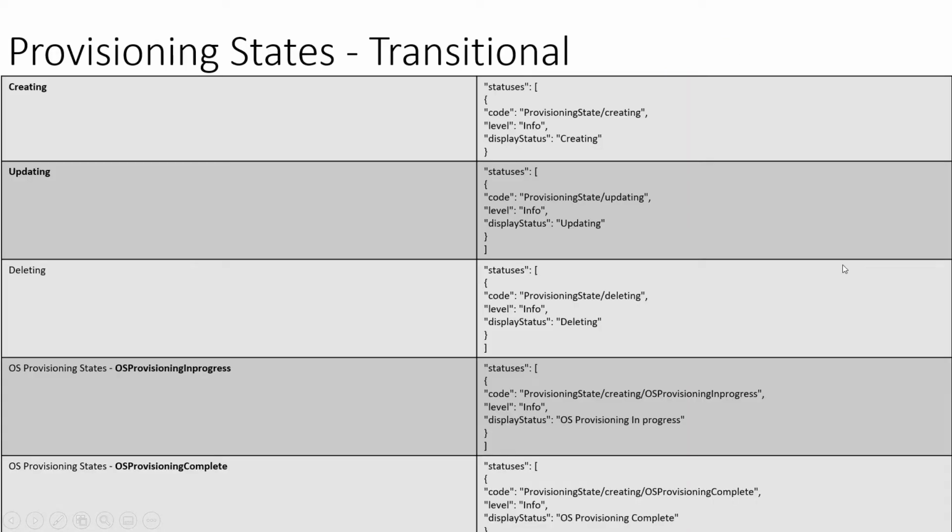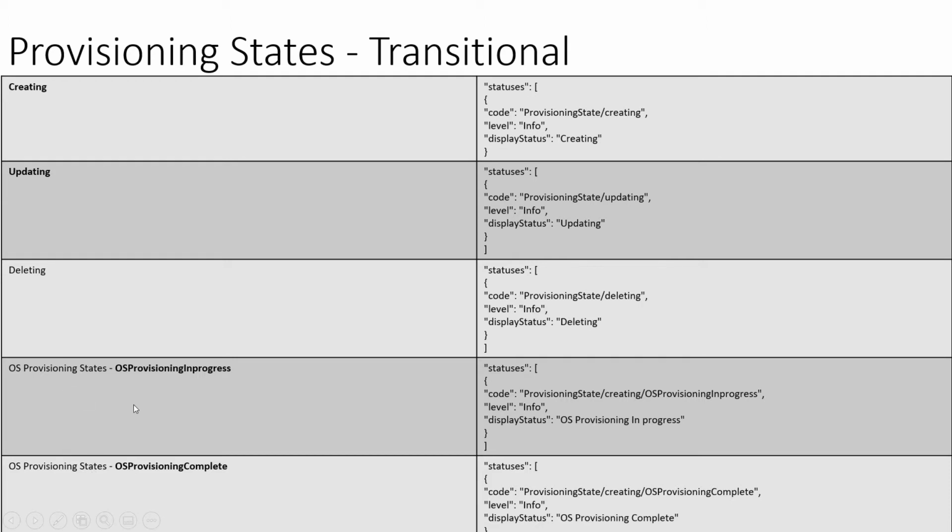So as I mentioned to you, the other category of states is provisioning states. In the provisioning states as well, you have two types. One is transitional and the other is when the operation is complete. In the transitional provisioning states, you have creating. This is when the VM is being created. Updating is the provisioning state when you are doing some actions on the VM, including restarting or updating of the VM. Deleting is when you are, of course, deleting the virtual machine.